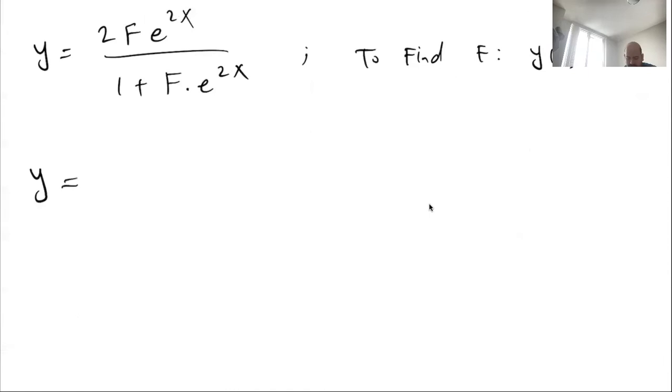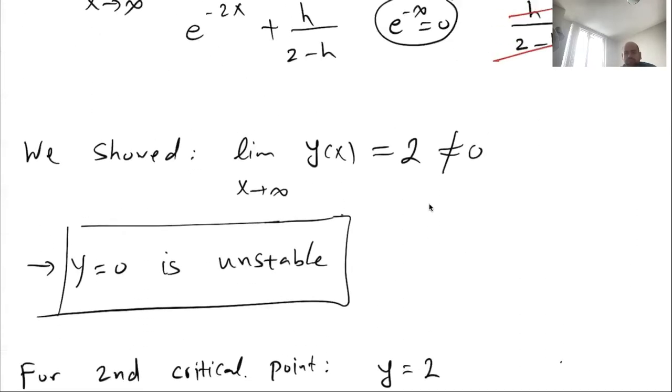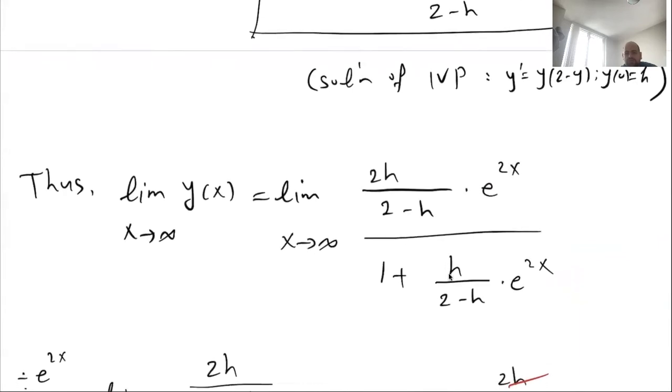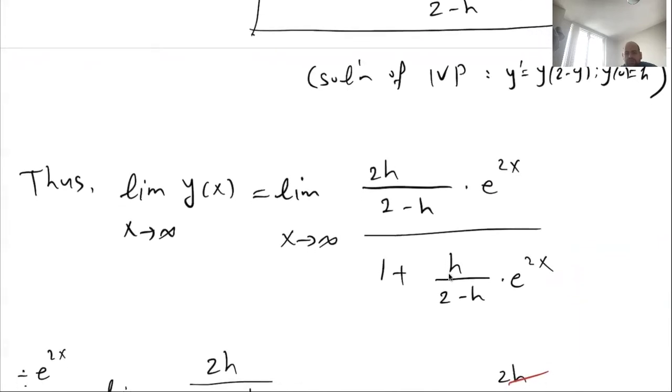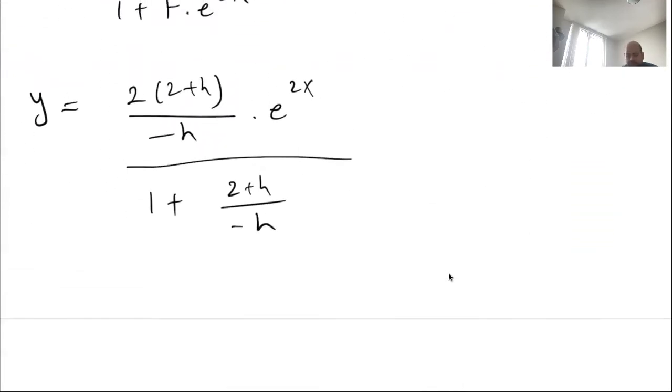So y will be (2 times (2 plus h) divided by minus h) e to the 2x divided by 1 plus (2 plus h) divided by minus h. Here also I replace h with 2 plus h. And then I got this times e to the 2x.